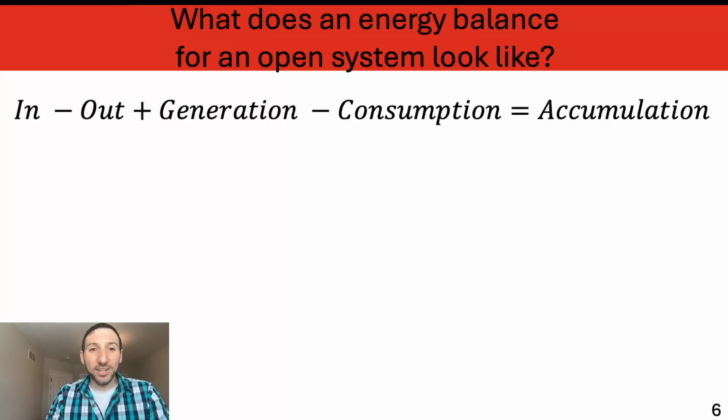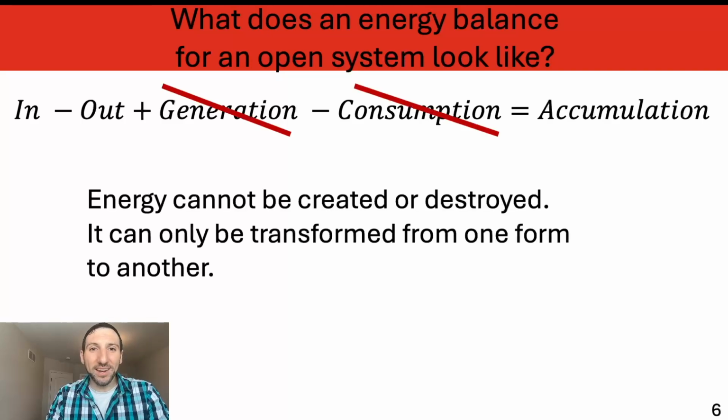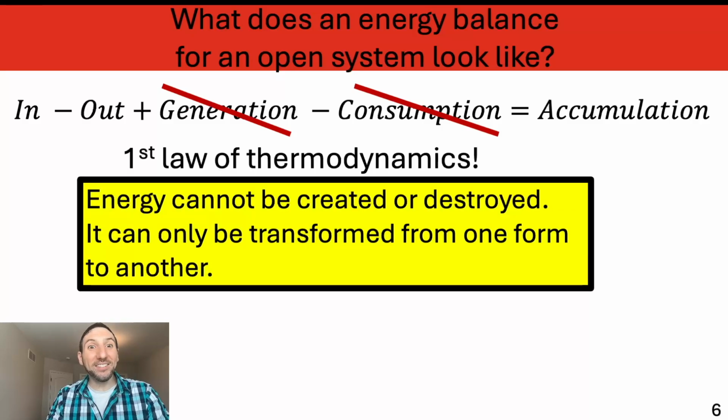And with energy, we know that we cannot create nor destroy energy. Energy can only be transformed from one form to another, which, you guessed it, is the first law of thermodynamics. Another way that a professor told me to think about the first law of thermodynamics is you can't get something from nothing. Energy can't be created nor destroyed. So if you're having trouble remembering that first law of thermodynamics, you can't get something from nothing.